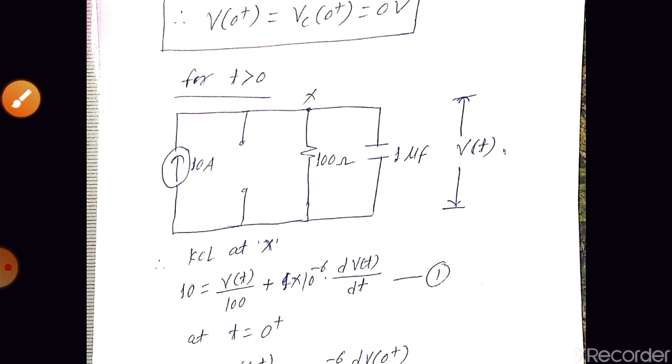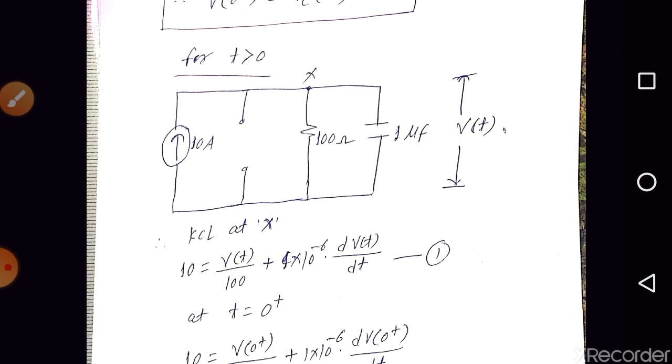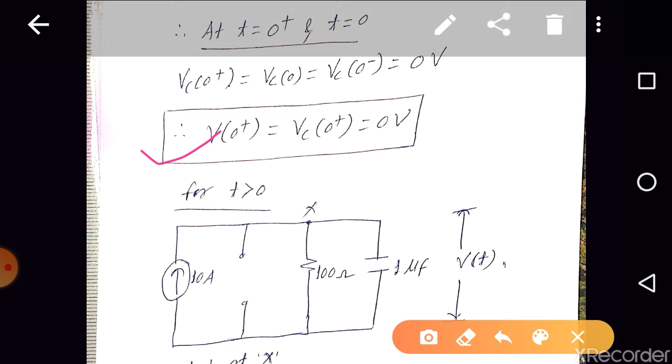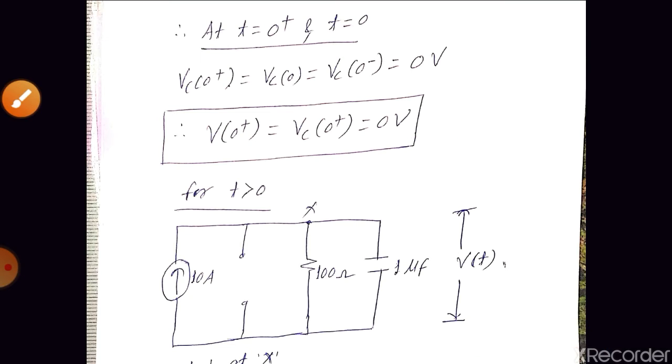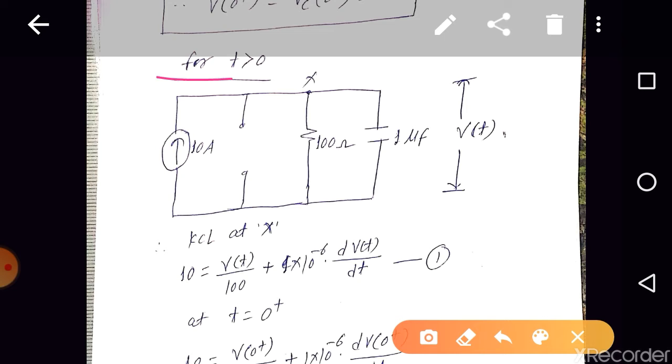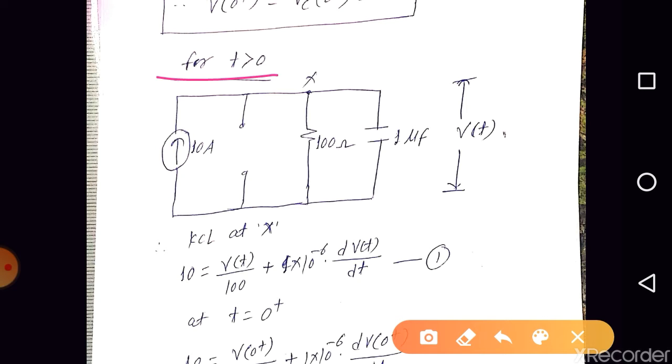So next, for t greater than 0, one thing is clear: we have calculated V of 0 plus, which is equal to 0, right? Next we need to find dV by dt of 0 plus. So for t greater than 0, can we draw the equivalent circuit? For t greater than 0, that is for finite time, all the elements, resistor, inductor and capacitor, will behave as RLC elements only, right? For finite time means time t greater than 0.